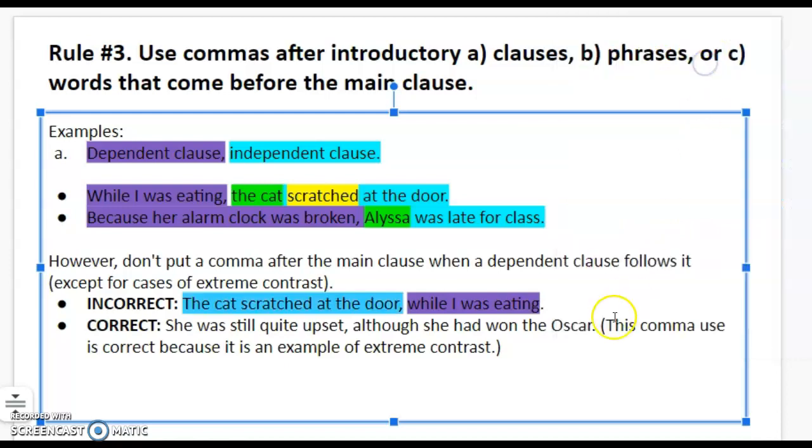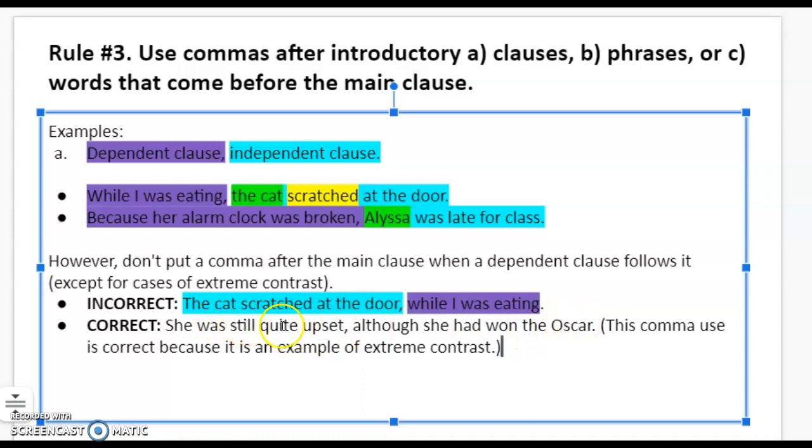However, if you're trying to vary your sentence structure, the cat scratched at the door while I was eating. I don't know, you kind of feel like it doesn't need a comma there. So it would be incorrect to put a comma there if the dependent clause comes after your independent clause. However, if there's an example of extreme contrast, then you do put a comma. Not confusing at all. And don't worry about some of these weird rules, because most of the time, if you put a comma or if you didn't put a comma when the dependent clause follows the independent clause, you're going to be right like 99% of the time. So this is a weird exception.